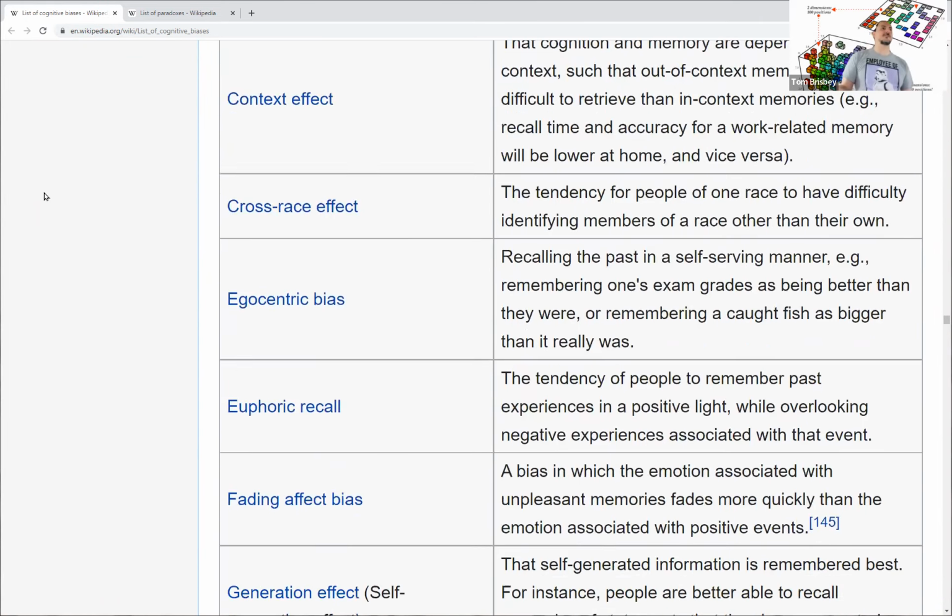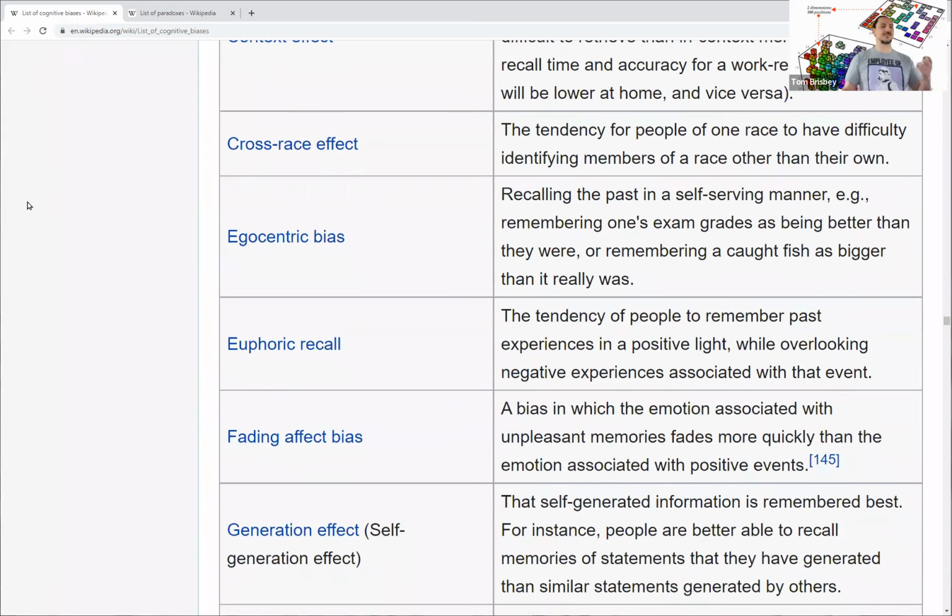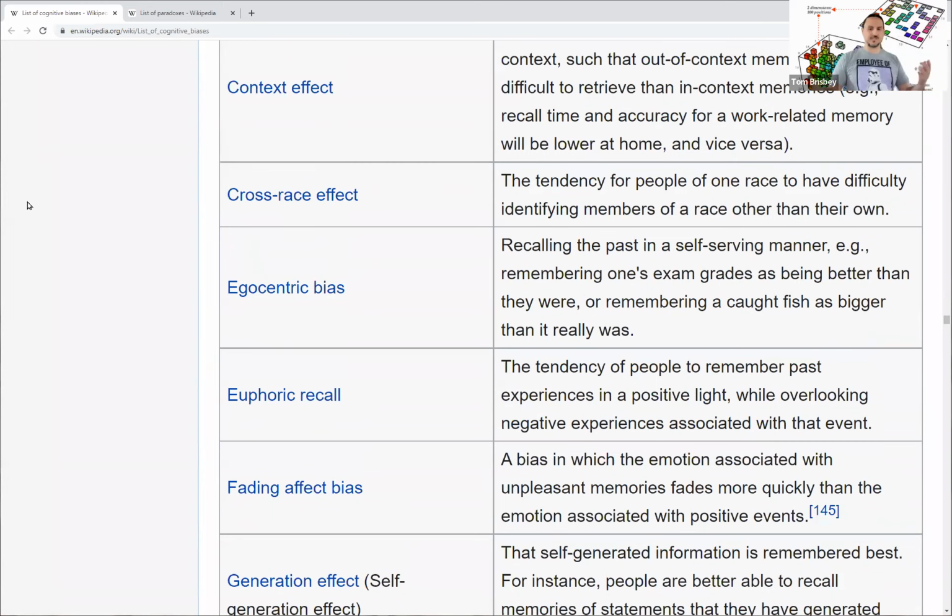The cross race effect. The tendency for people of one race to have difficulty identifying members of a race other than their own. Well, that's just an extension of how shadows and light work and how we 3D map things over time. 3D mapping is a hard process, and light, color, and tone have a lot to do with topology. That's how we understand depth. And so exposure to a certain structure, even though it shares similar structures with different shading, will take more time to acclimate. So yeah, that one makes perfect sense.